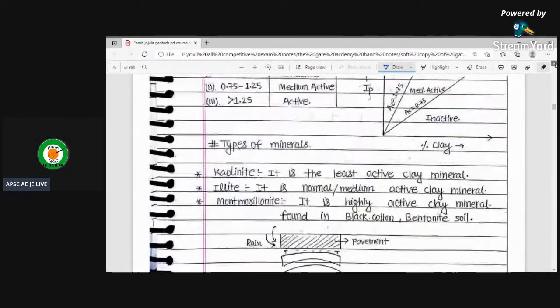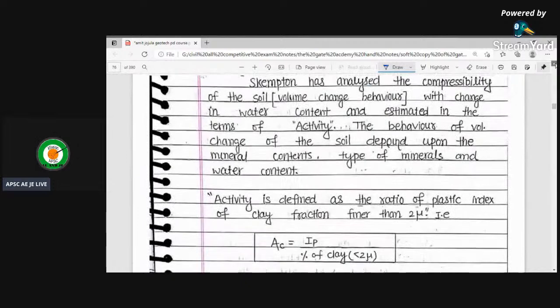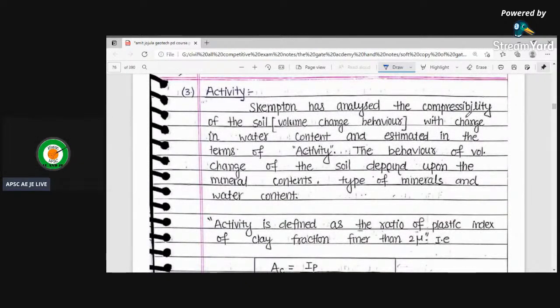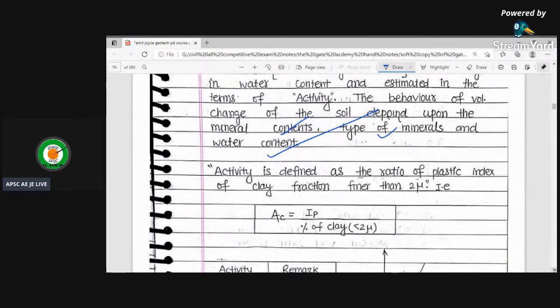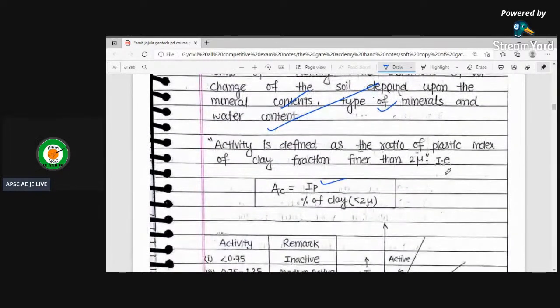Next, activity. Skempton has analyzed the compressibility of the soil, that is volume change behavior with a change in water content, and estimate in terms of activity. The behavior of the volume change of the soil depends upon the mineral content, type of minerals, and water content. Activity is nothing but it is defined as the ratio of plastic index, that is IP, to the clay fraction finer than 2 microns. So activity is nothing but IP divided by percentage of clay less than 2 microns.